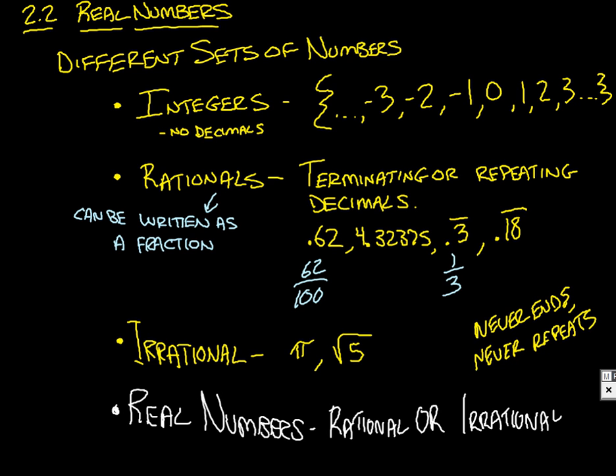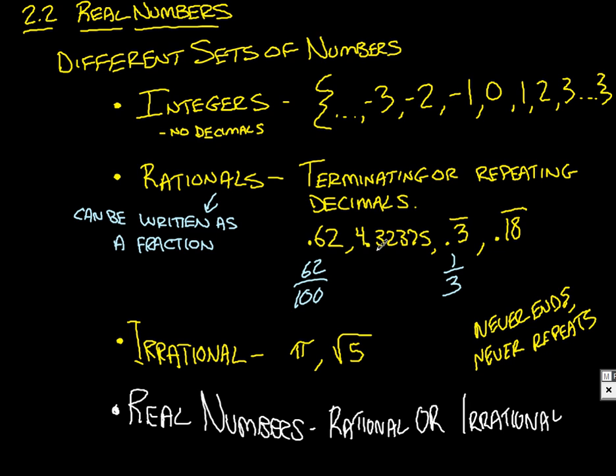All right, today we began our talk about the real number system. We have lots of different kinds of numbers. We talk integers, just our negative and positive whole numbers here. Rational numbers, anything that can be written as a fraction. So any decimal that either repeats forever or ends at some point, like these two.